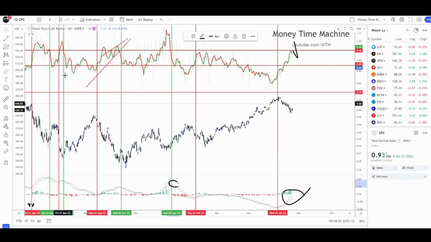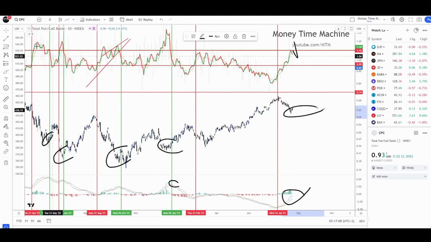Exhibit C, here it is, moved above 1.1, came back down. Bearish cross, marked the bottom. Same exact look here. It moved above, came back down. Bearish cross, it marked this bottom, this bottom, this bottom, and this bottom. So we're now expecting it to mark this upcoming bottom.